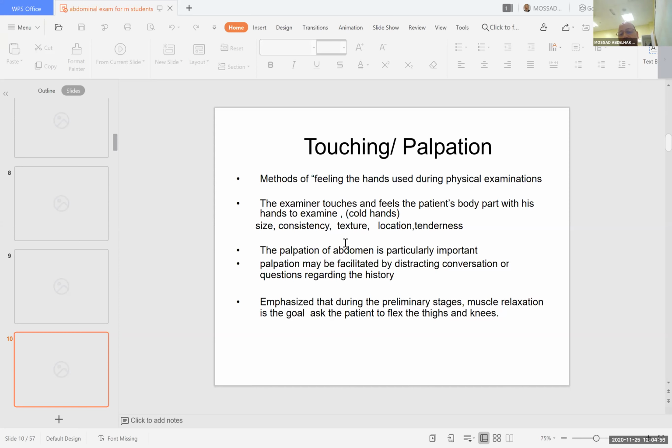Any palpation must be superficial and then come to the deep one. Don't go for deep palpation rapidly.